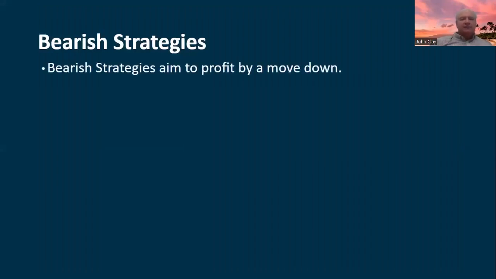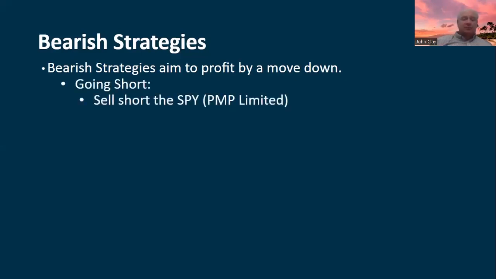Then bearish strategies are just pretty much the opposite, but we're just looking at the market going down. So we're going short at this point. We could sell short the SPY, but that's quite dangerous because you have to have the money behind it in case things can go down. Plus you're limited because something can only go to zero. And that's why we say that it's limited. Now, it's not very likely that the S&P is going to go to zero, but you never know.